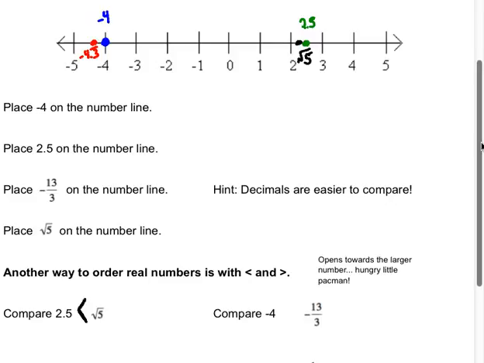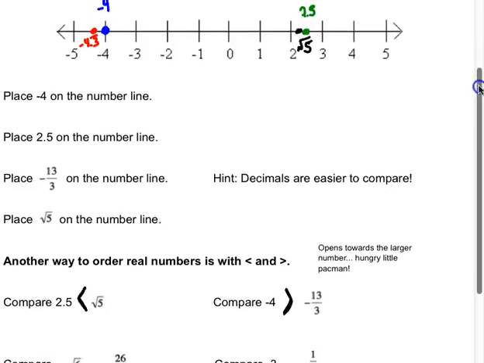If I'm asking you to compare -4 and -13/3, again, -13/3 is further to the left. It is smaller than the -4. So with the -4 being bigger, I'm going to open it that way.